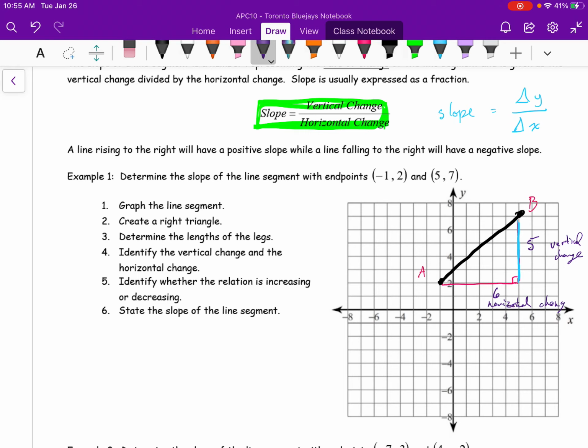Identify whether this relationship is increasing or decreasing. While we say a function is increasing, that is as you move, again, left to right, this is going uphill. So this function is going to be increasing. So it will have a positive slope. Now, state the slope. Well, the slope is going to be equal to my vertical change, which is 5, over my horizontal change, which is 6.